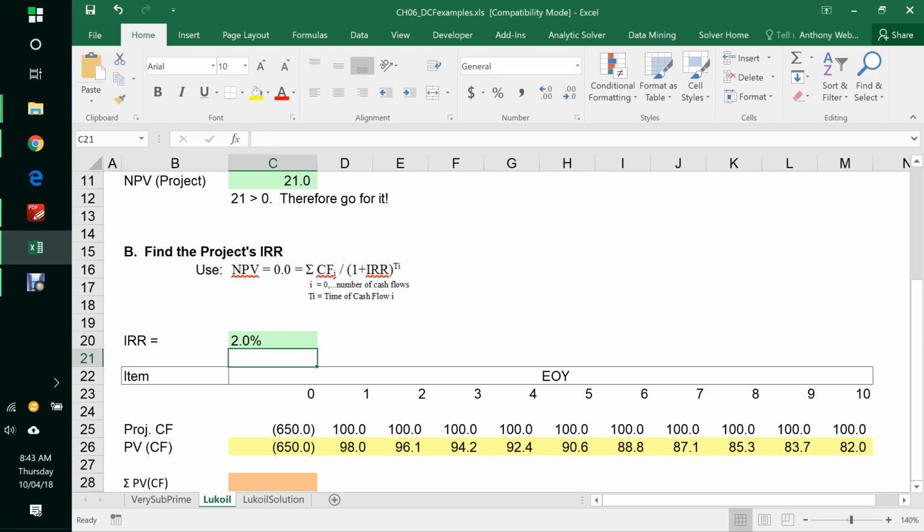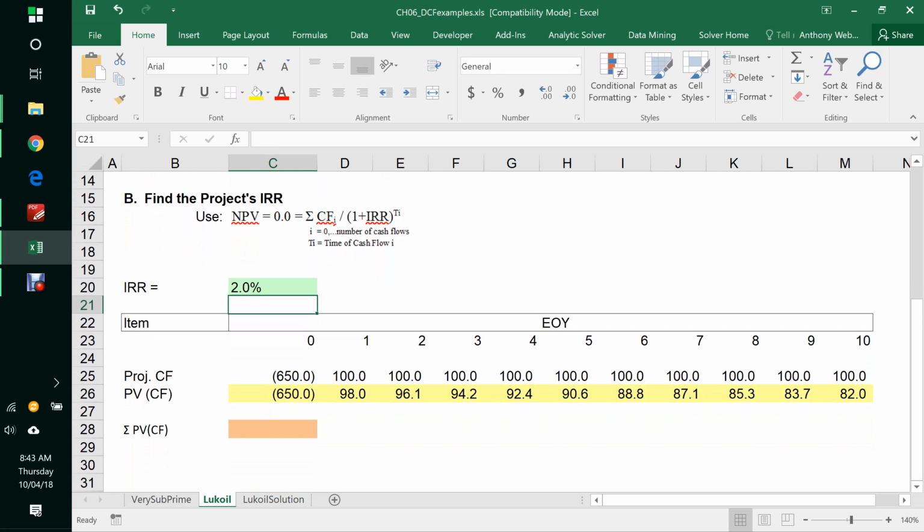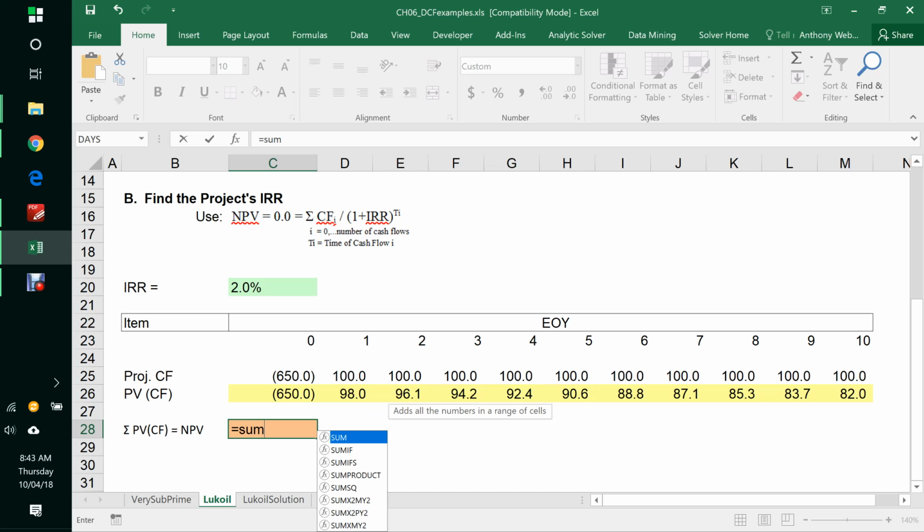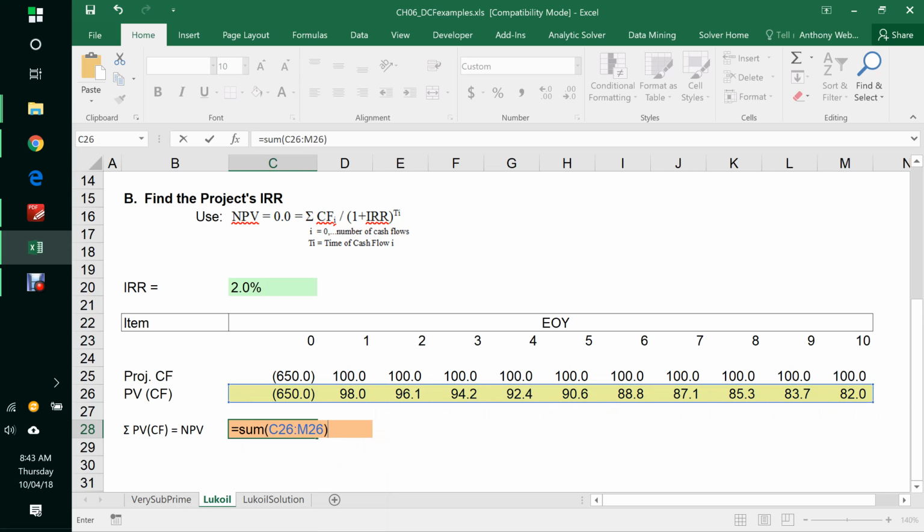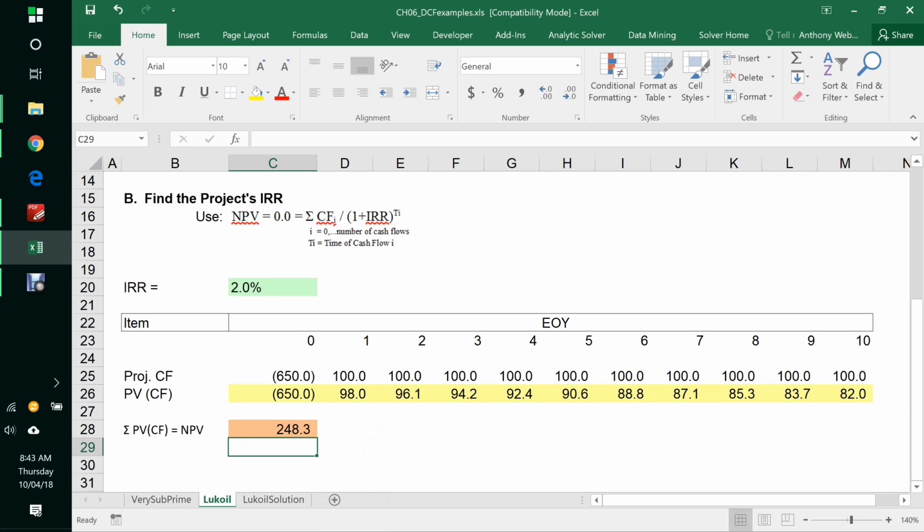Okay. And now my sum of the present values is actually the NPV, because I've summed up all of them. So I'll put that in there just to make that clear. And now I sum them all up, just like I did up above. All right. And I get 248.3. So if I try 6%, I'm getting close to 0. And as usual, I could keep trying this until I get to 0, but I'm way too lazy to do that. So I'm going to use goal-seek.